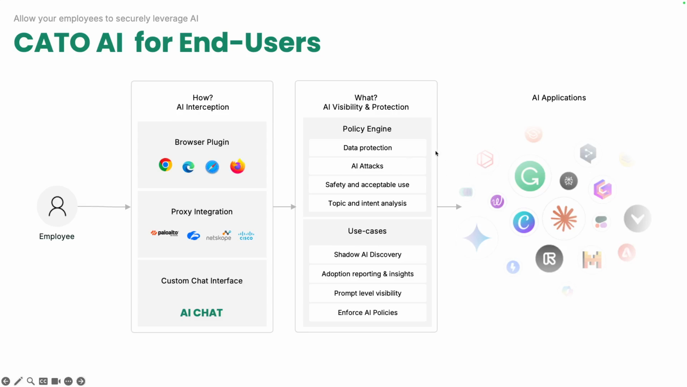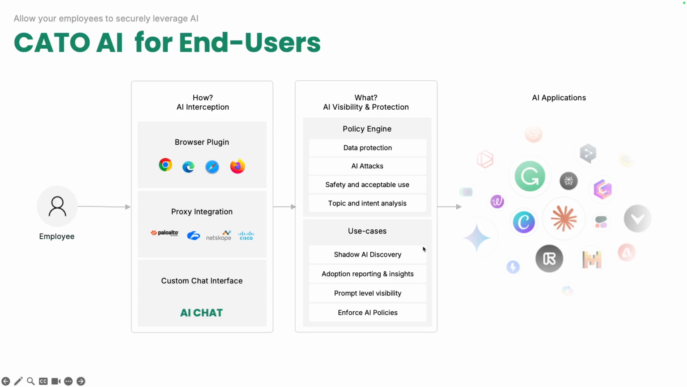Then within the policy engine which Cato has, it is going to give you data protection. When your employees are using these AI applications, it will ensure that your PII data or corporate sensitive data is not being shared with these AI applications. It's going to protect your external applications from AI attacks, and at the same time allow your users to use AI applications in a safe and acceptable manner.